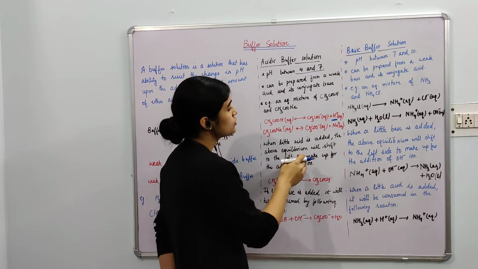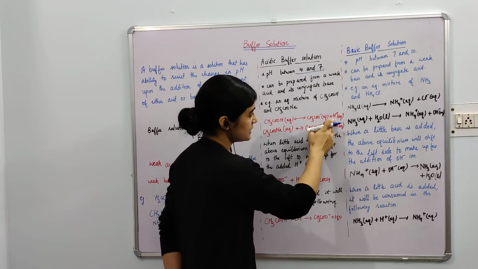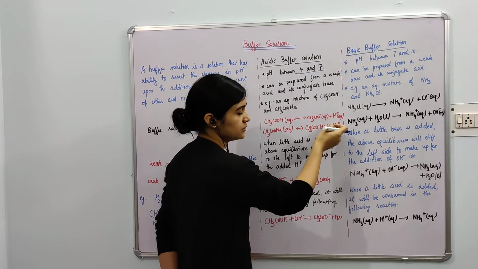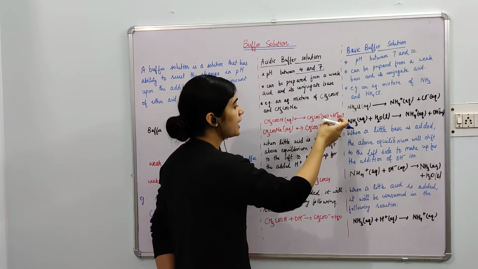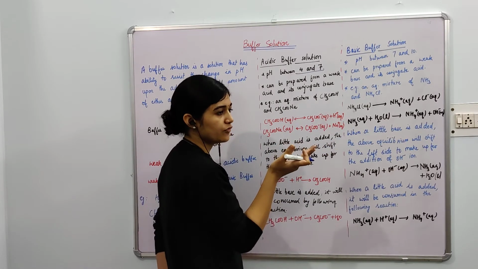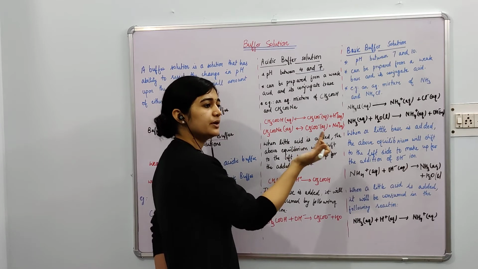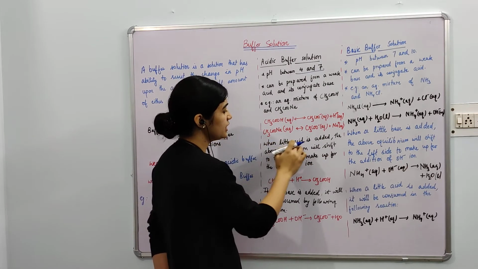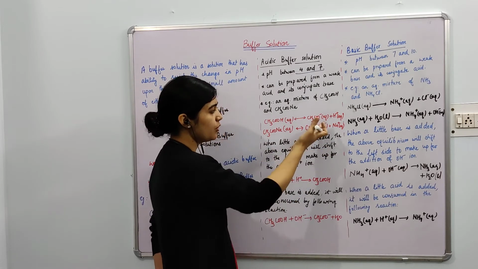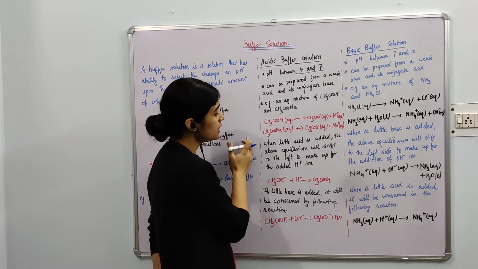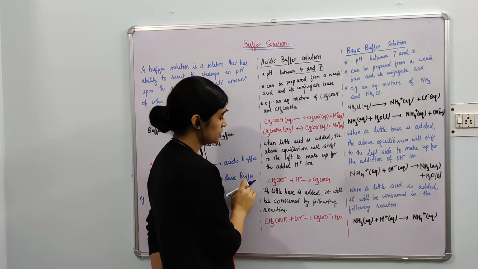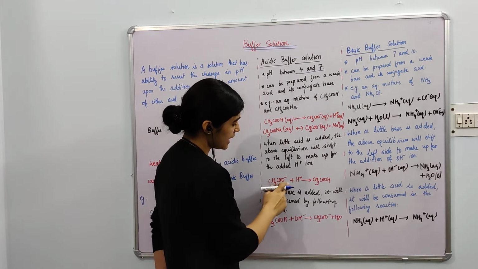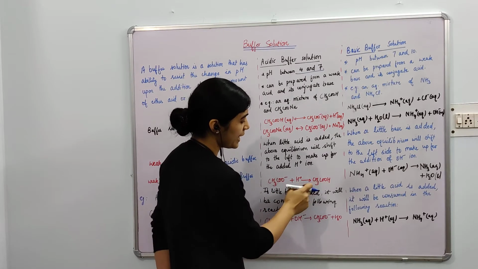What we are doing is adding an acid, or you can say you are adding some product. As soon as you increase the concentration of product, your equilibrium will shift in the backward direction. So that is happening here. When a little acid is added, the equilibrium shifts to the left-hand side. This is the reaction that will happen: your acetate ion will react with proton to form acetic acid.